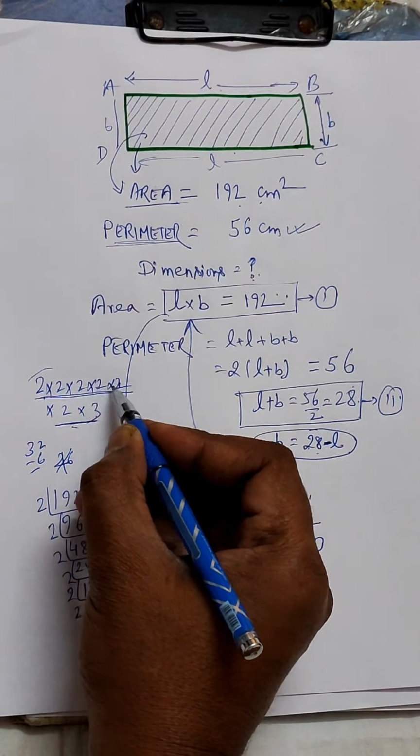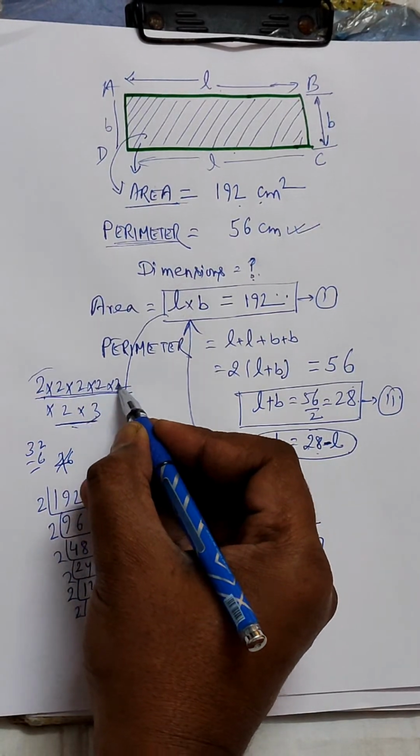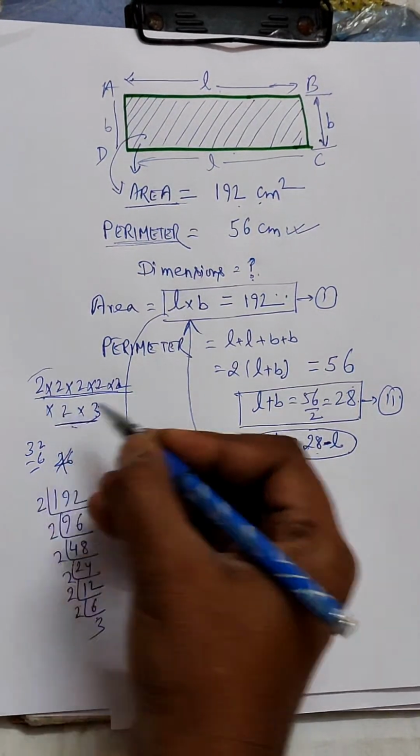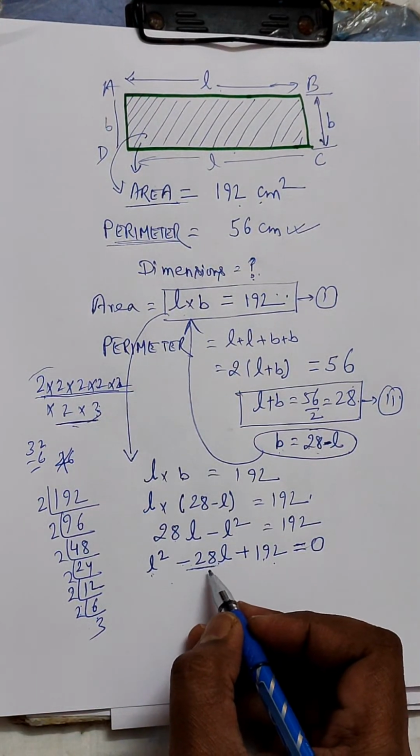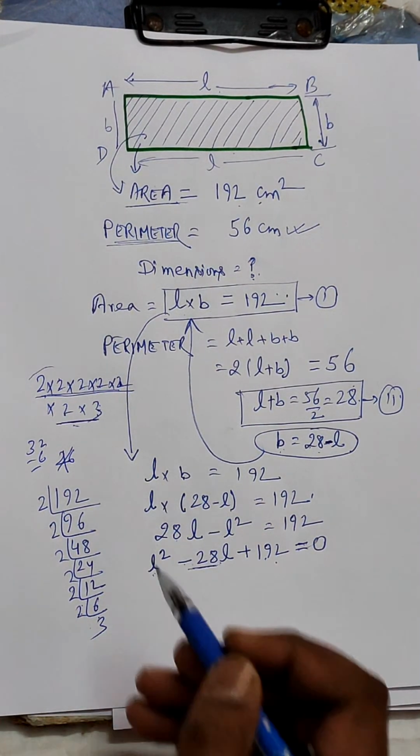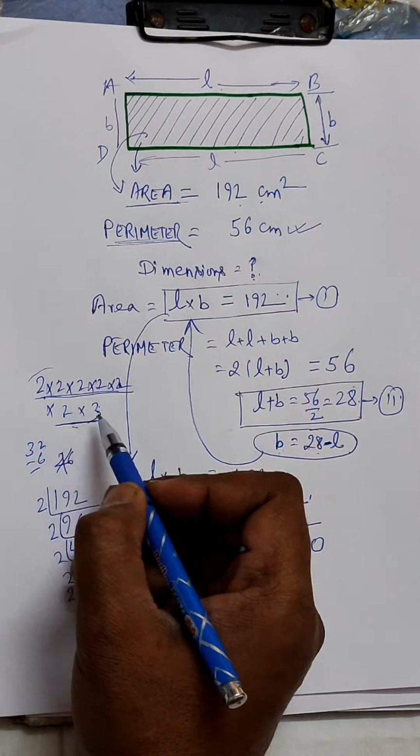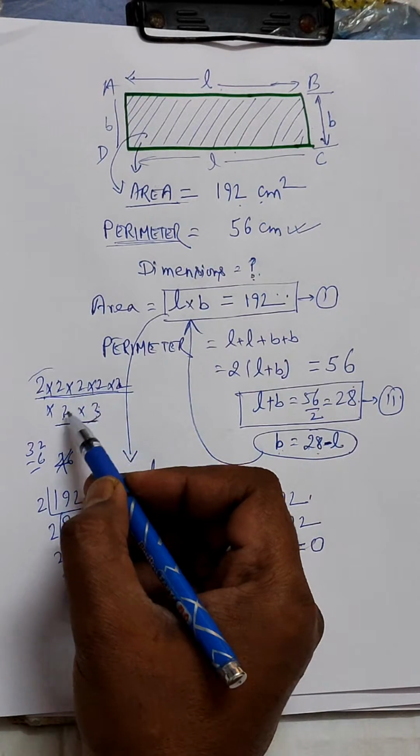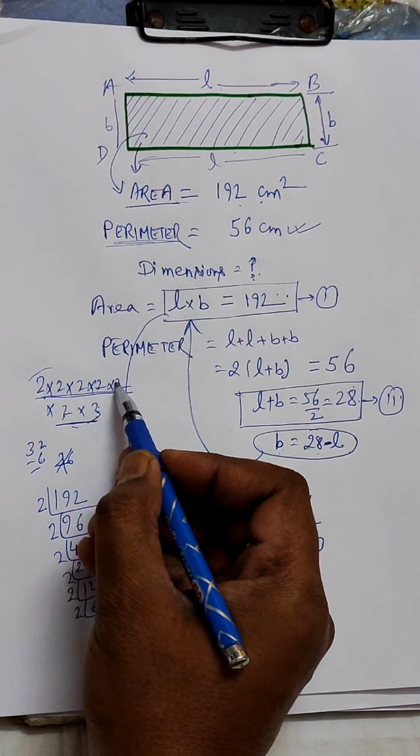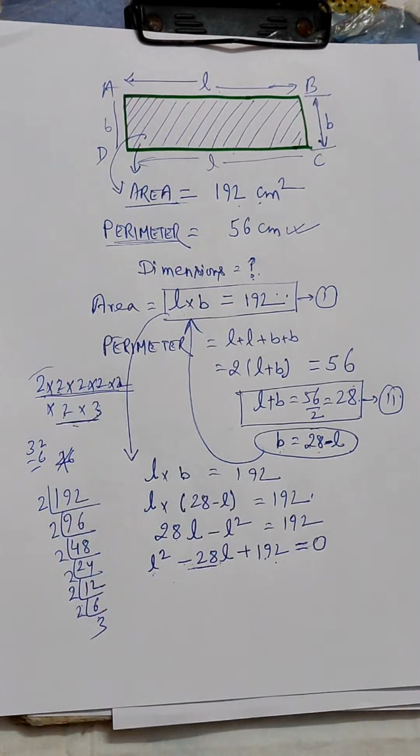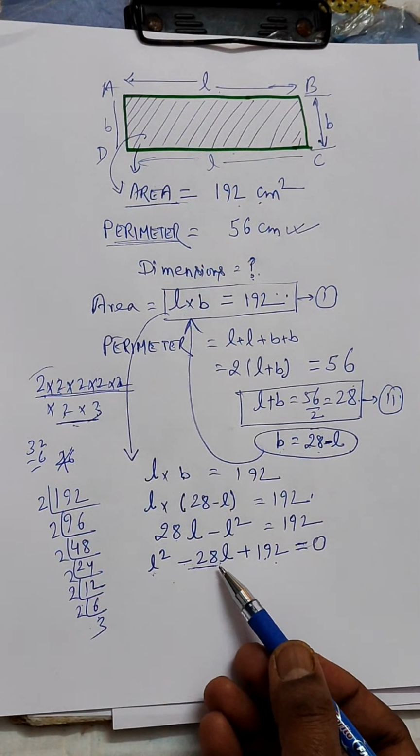2 into 2 into 2, 2 4 8, 8 3 24, 24 and 8 will come as 32. So this will also not be the combination. Now what will be the next? It will be 2 2 2 2, 2 4 2 to 4, 4 to 8, 16, 3, 48. 48 minus 4 will give you 44. So this will also not give you 28, right?